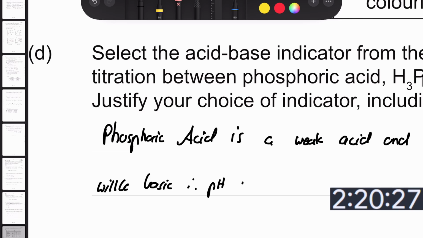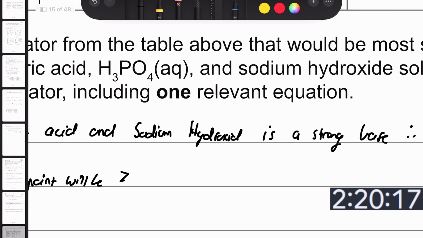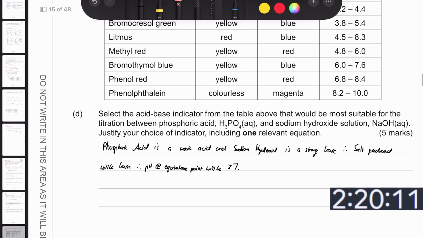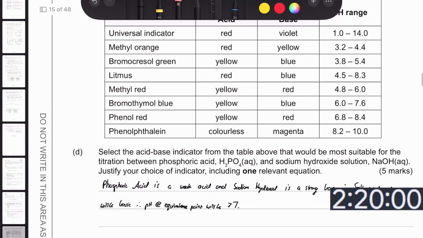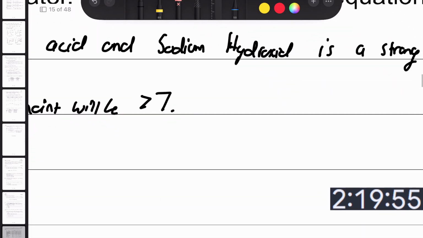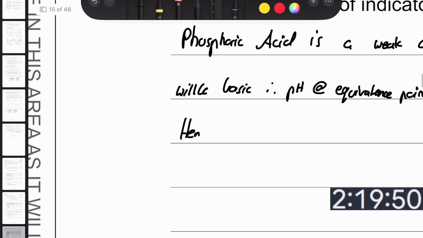Therefore, the pH at the equivalence point will be greater than 7. It's going to be greater than 7. We'll probably do phenolphthalein. Let's do phenolphthalein. So we'll say, hence, choose phenolphthalein.